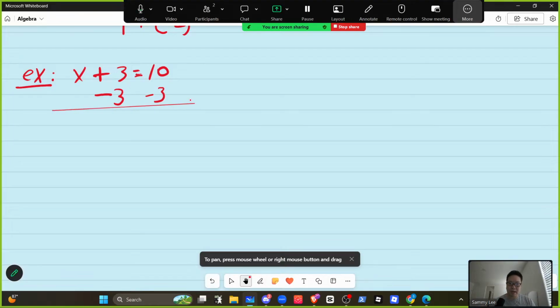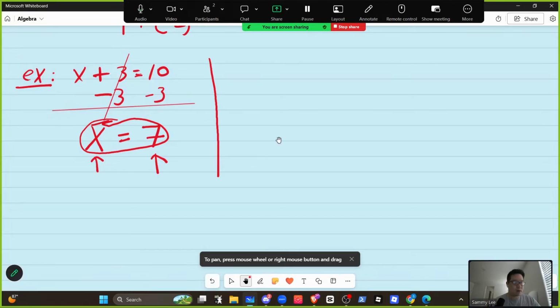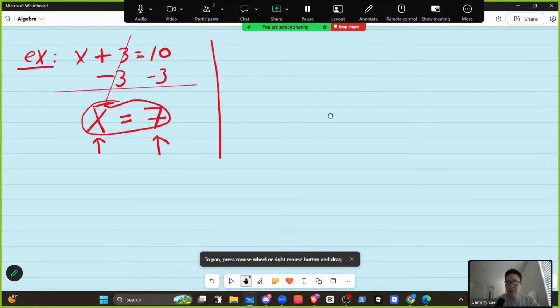So what happens when we do that? The positive 3 and the negative 3 cancel out, and we're just left with x on the left side. And on the right side, we have 10 minus 3. What is that? 7. And there you go. Look how we've fully isolated x to one side, and we have a constant on the other side. Everything else got moved to the other side and simplified. So this is our answer. X equals 7. Very simple problem, but you have to start simple when you're learning new things.